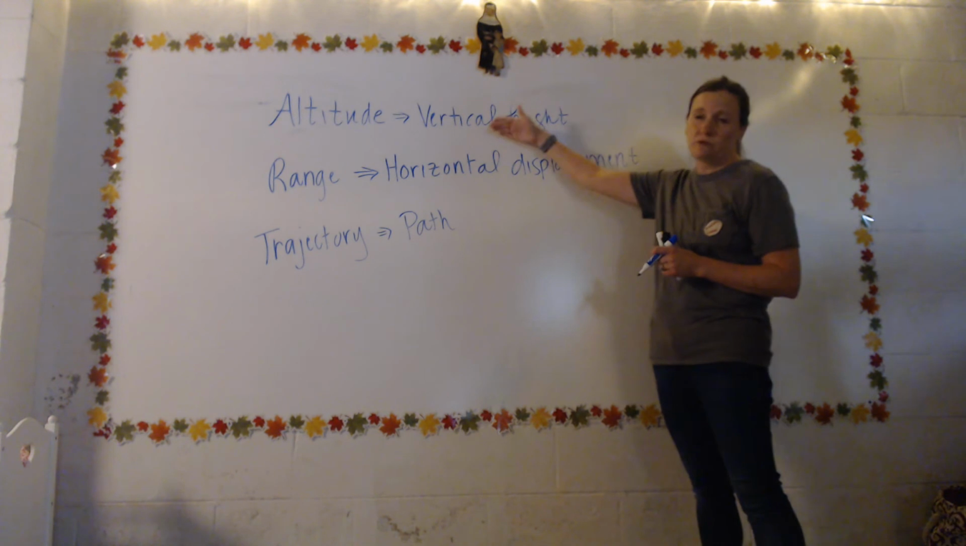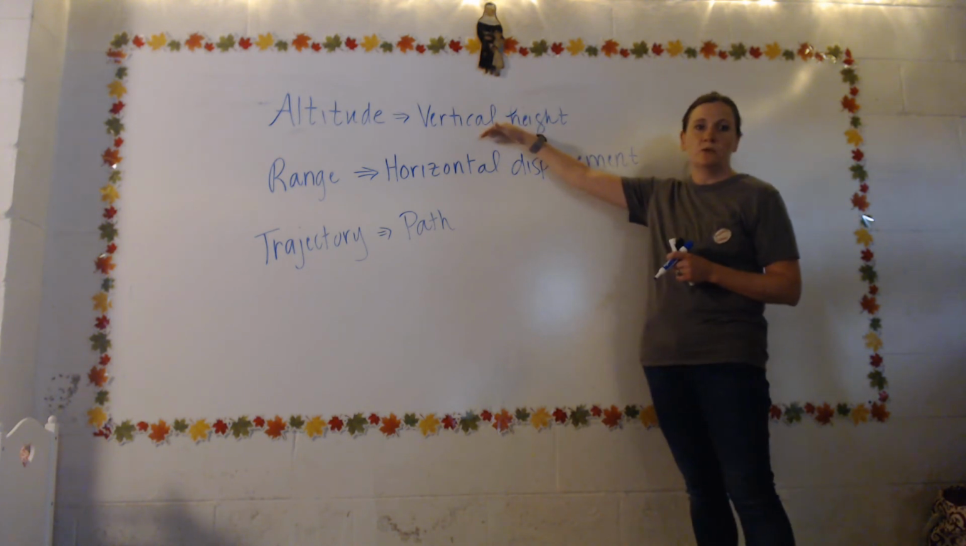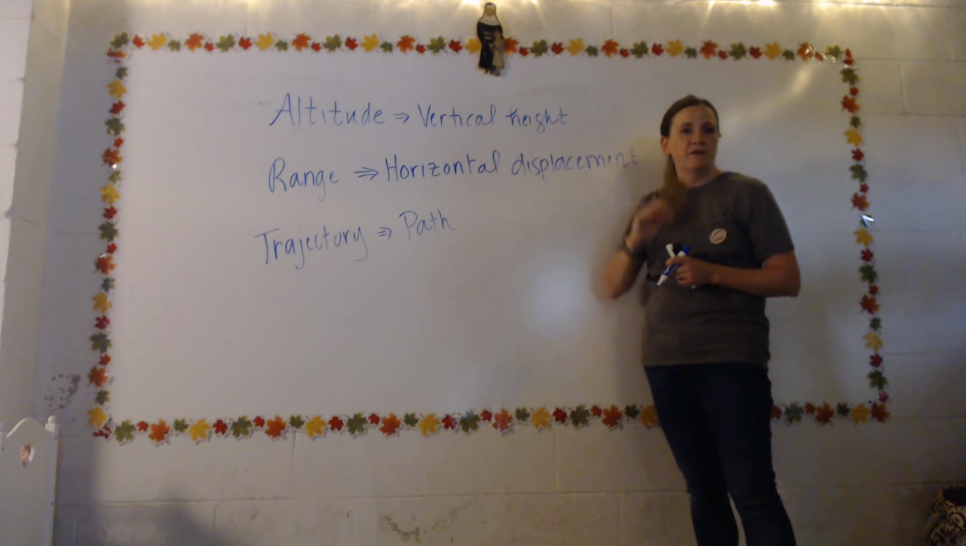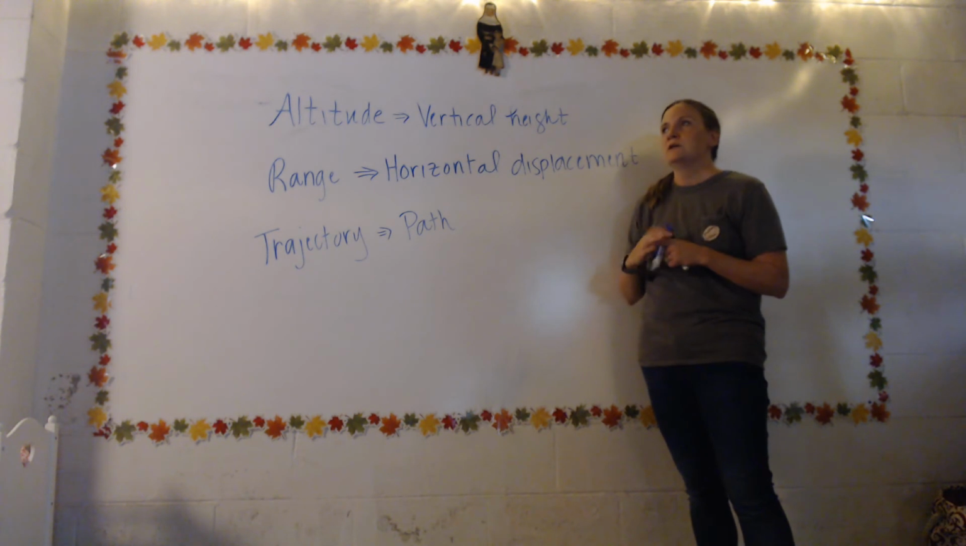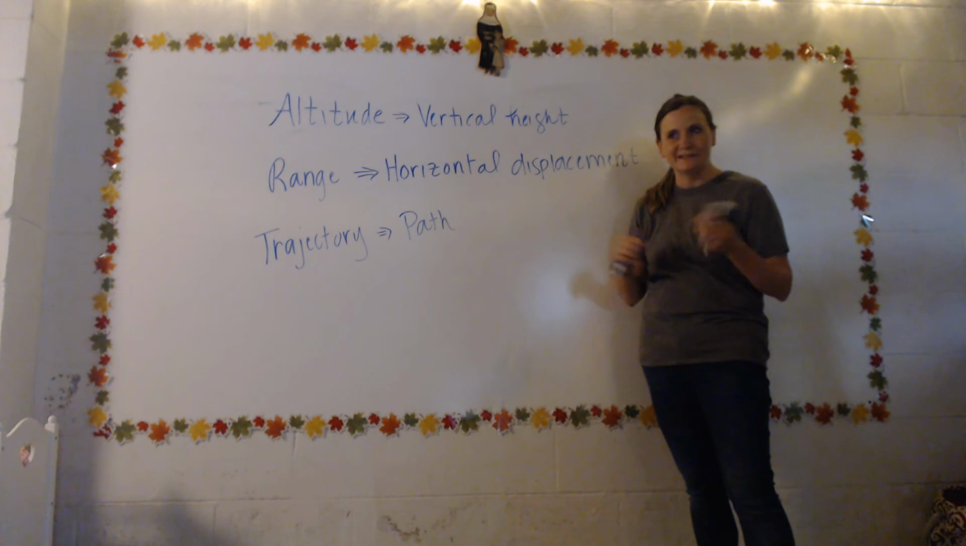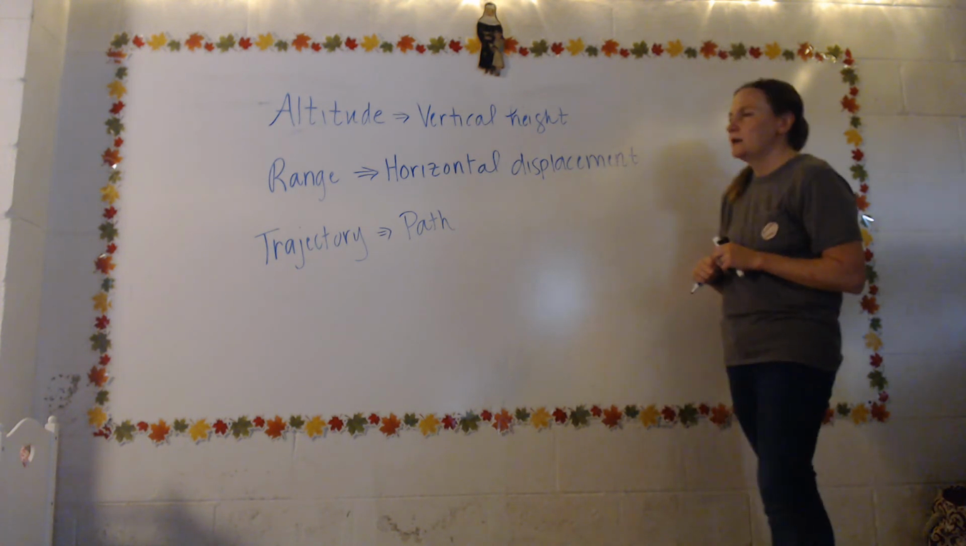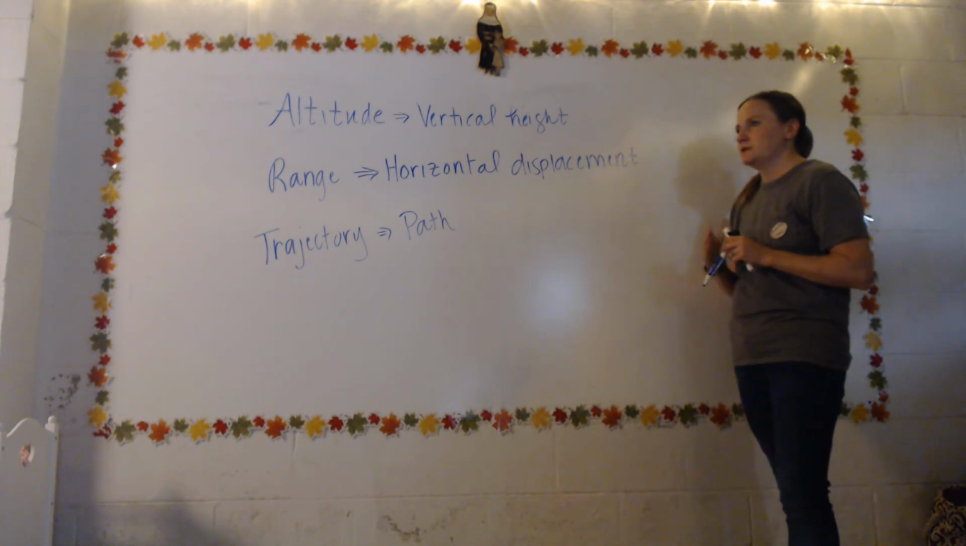And then altitude is sort of the opposite. Altitude has everything to do with y. So if you're asked to find the altitude, or if they give it to you, they're referring to something's vertical position. Generally height is the word we would use to describe that as well. But we're saying where the projectile is in terms of its vertical motion.